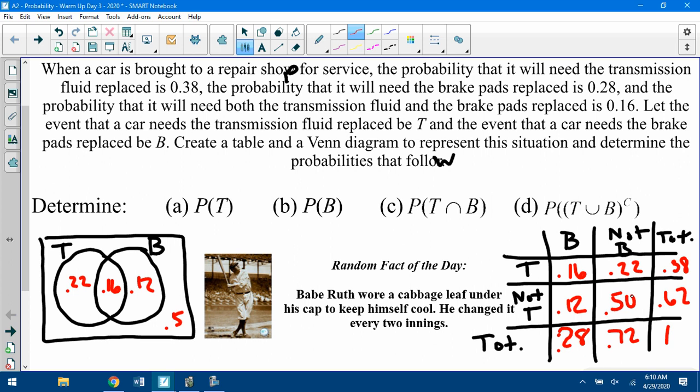Okay, now let's see if I can answer the questions. If I wanted to do probability of T, I'd have to add this whole circle. 0.22 plus 0.16 is 0.38. Or I can look at the total of this column. Either way, 0.38. Same with probability of B. I would need to add these two together, which would be 0.28, or look at the total of the B column.